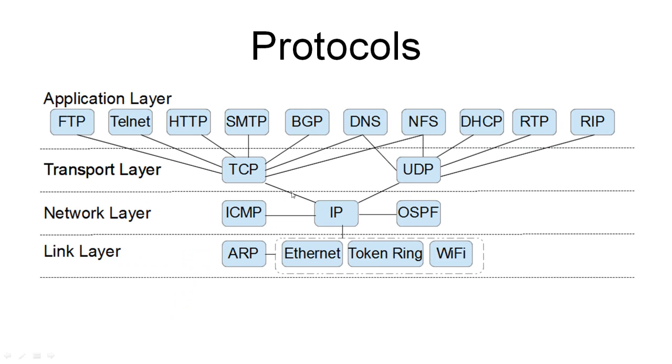So here is a look at the different protocols as part of the different layers. The application layer has a lot of protocols. You may be familiar with the file transfer protocol, the telnet protocol, this is the web browsing protocol, this is the email protocol. We'll cover the rest of this as part of the course. At the transport layer, we have the TCP protocol and the UDP protocol. These links show that the application layer protocols use either TCP or UDP. Some, like DNS, use both TCP and UDP. At the network layer, you have the IP protocol, which is the most important. This is a routing protocol that uses IP. At the link layer also, we have many protocols: Ethernet, token ring, Wi-Fi, and so on. So as you can see, there are plenty of protocols as part of the internet protocol stack.